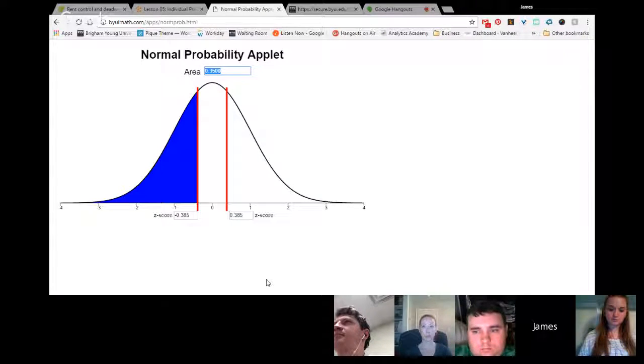Now I could possibly be wrong, but I'm pretty sure you highlight this blue area because it's going to be the 35th percentile, so it's going to be on the left. You would type in 0.35 and it would give you the z-score. Once you have the z-score, you can calculate for x. So you have to do some algebra.